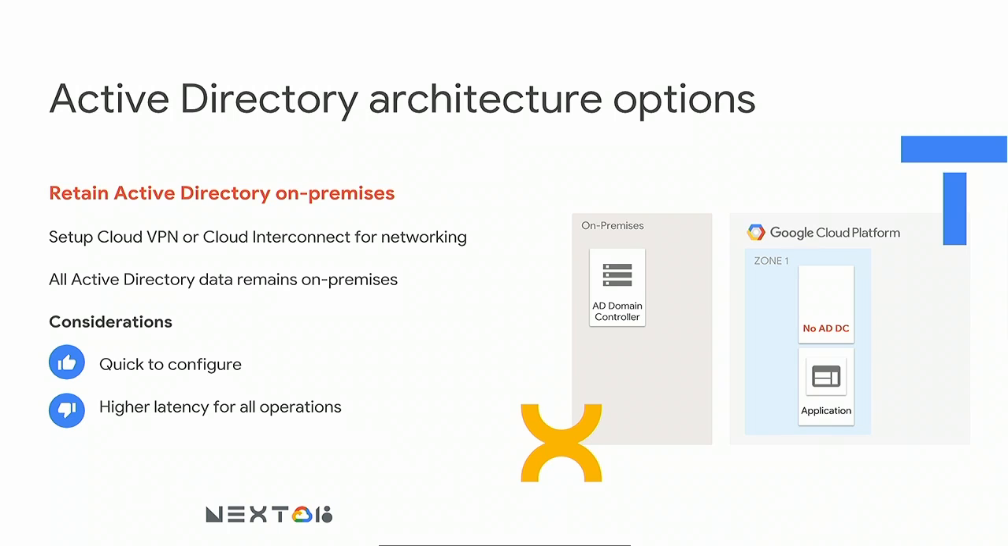First thing you can do in any of these cases is the simplest. Just go ahead and set up your VPN or Cloud Interconnect and have your Active Directory continue to reside on premises. And so this way, it's pretty quick to configure, but you have higher latency for all your applications. Every single request is going back to your on-premises network. So what do you do?